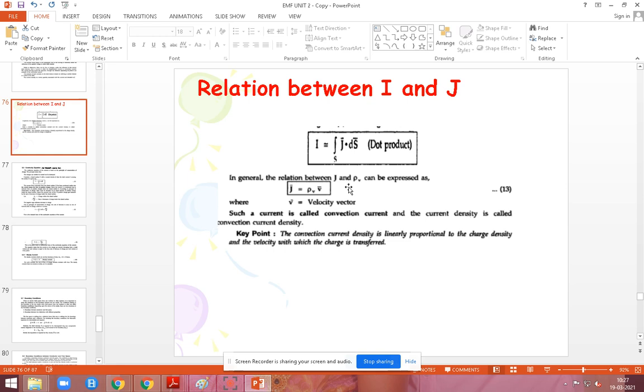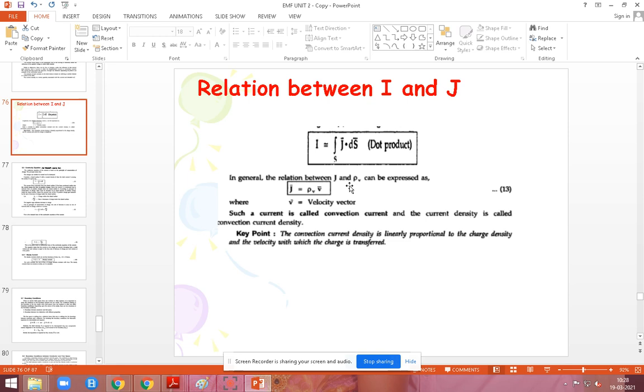So, the relation between I and J. What is I? I is nothing but current. Here the current can be expressed as a dot product with the help of J. That is, I equals the surface integral of J vector dot dS vector. What is J? Current density. If you take the surface integral of it with the dot product, J vector dot dS, it will give you the current value I.